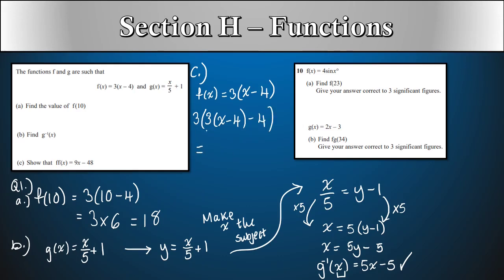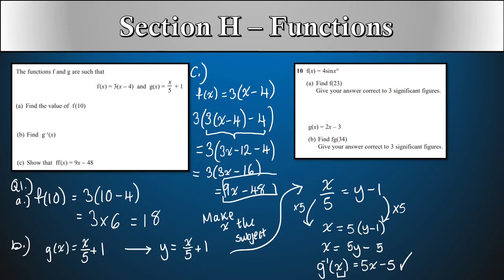What I do here is I clean up the inside of this bracket. So this would be 3 lots of 3x minus 12. And we've still got this minus 4 at the very end. Clean up the bracket again. Minus 12 minus 4 is minus 16. So this is 3 lots of 3x minus 16. And then 3 times 3x is 9x. And then 3 times minus 16 would give us minus 48. Which is exactly what we needed for the answer there. Okay, so happy days, we've got the answer.